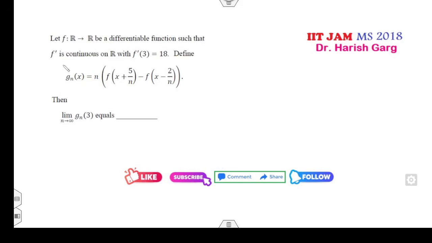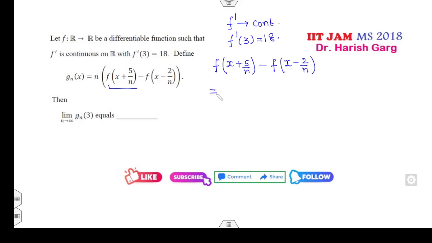f is a differentiable function such that f' is continuous and f'(3) is 18. Your target is to find the limit of n times [f(x + 5/n) - f(x - 2/n)]. So first I will apply the Taylor series on this. Find that f is differentiable only up to f', so continuity is only up to f' as well.